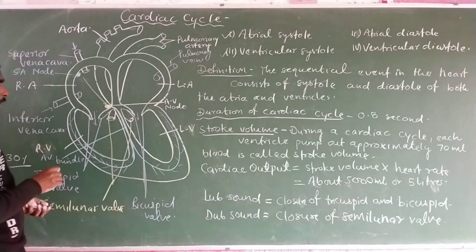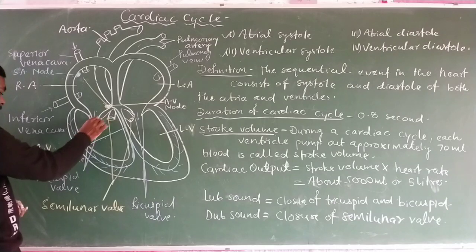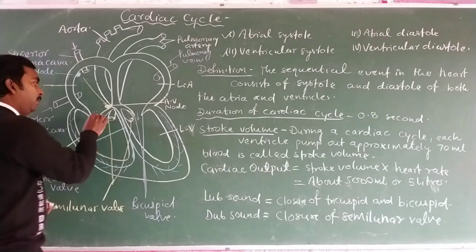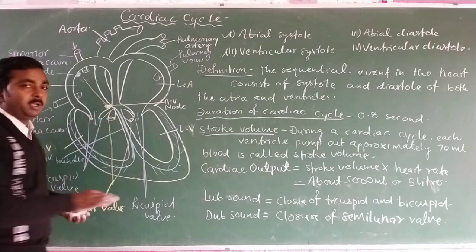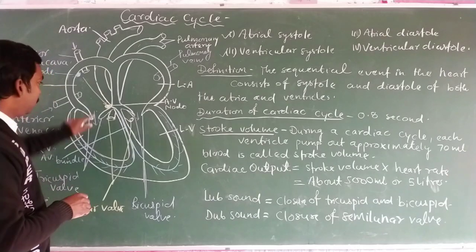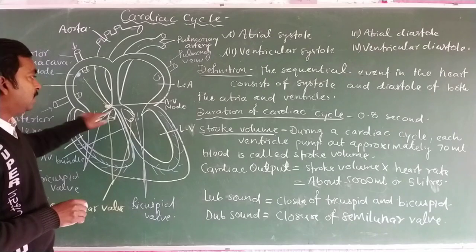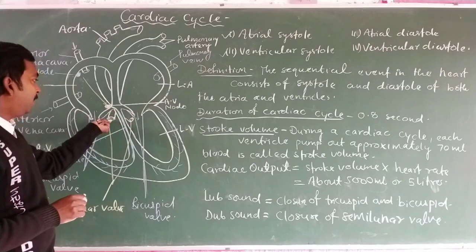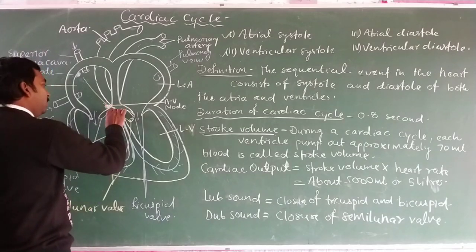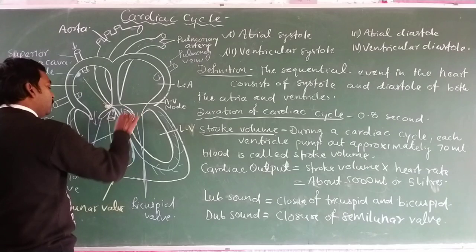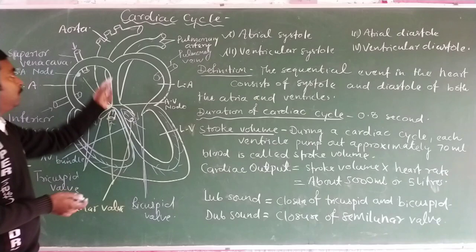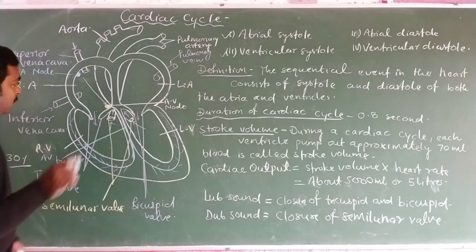So during ventricular contraction, the tricuspid and bicuspid valves become closed, and along with that, the semilunar valves become open. So ventricular contraction leads to the closing of the tricuspid and bicuspid valves and the opening of the semilunar valves, and that leads to the movement of blood into the arteries, both arteries, that is the aorta as well as the pulmonary artery.